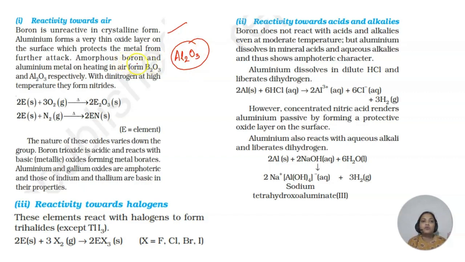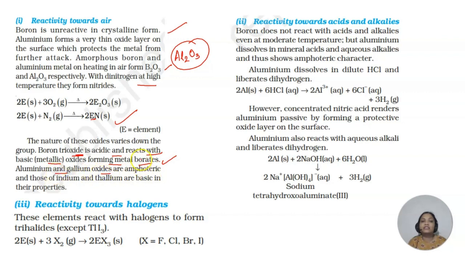Okay, so here you can see amorphous boron and aluminium will form B2O3 and Al2O3, and with dinitrogen they will form nitrides. Here E is the element. So for boron, you should know the nature of the oxides because questions are asked on the nature of oxide. Boron trioxide will be acidic. It will react with the metallic oxides forming metal borates.